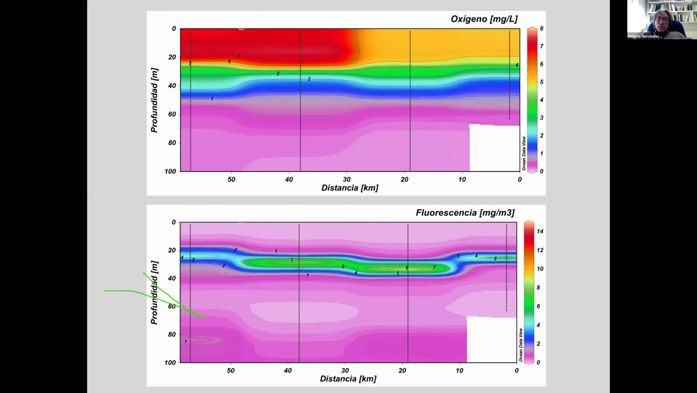This is associated, of course, to the environmental characteristics of the water column, and you can see this in this slide showing the maximum chlorophyll layer here, which is not exactly in surface, but in subsurface, around 20 to 30 meters depth of the water column.